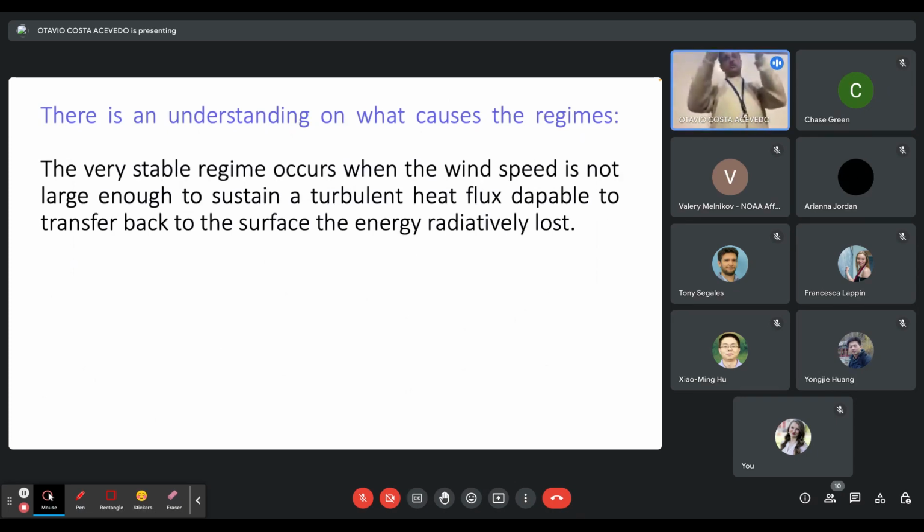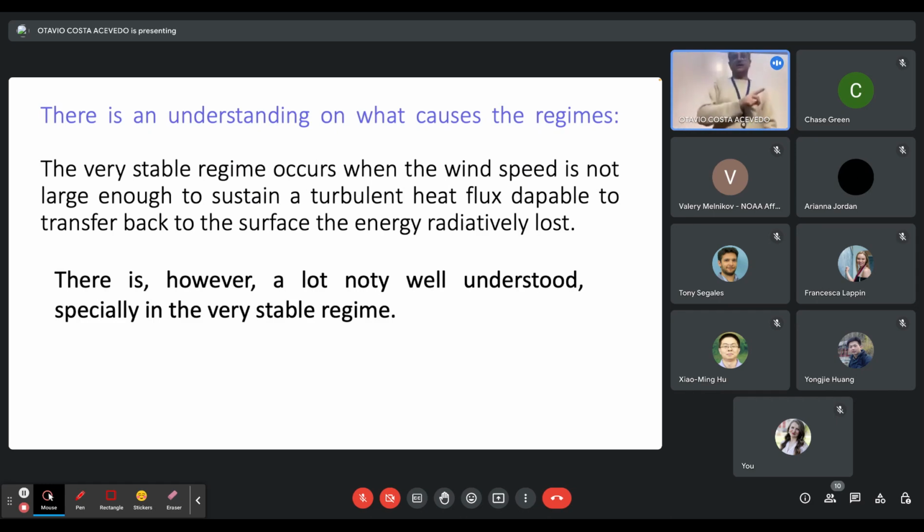In the stable boundary layer, you lose energy by radiation from the surface. If you have enough wind, it might drive turbulent fluxes that will return, not all the energy, but consistently or sustainably return this energy to the surface. But if you do not, then the surface will keep cooling for the entire night, leading to a local equilibrium.